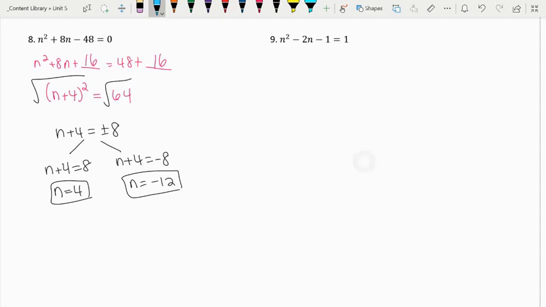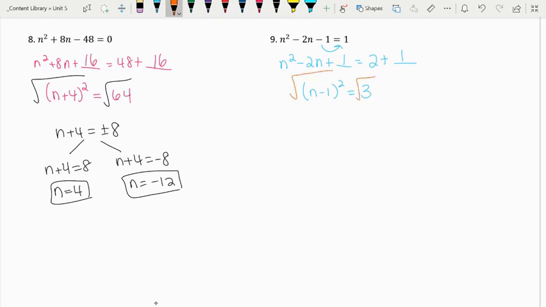4. On number 9, start off the same way. We have our blanks in. We have a blank on the left. We would add 1 to the other side, we get 2, and then we need a blank. At this point, 2 divided by 2 gives me negative 1. So n minus 1 squared. Well, negative 1 squared is 1. We put it in both blanks, which means it equals 3.